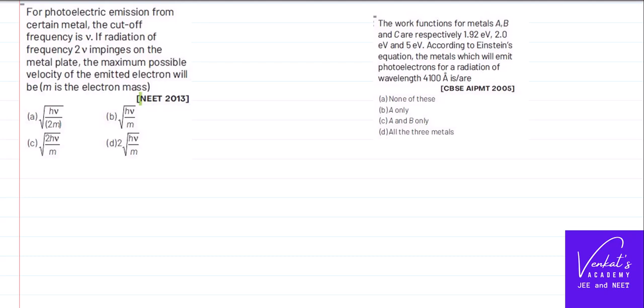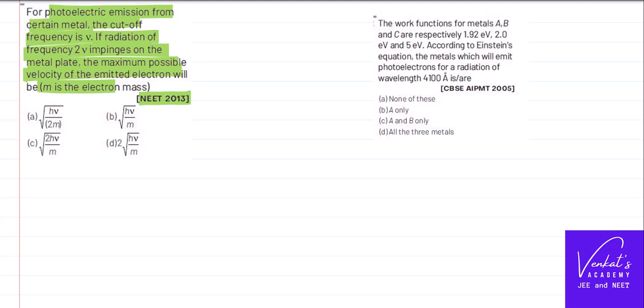This is a NEET 2013 question based on the photoelectric effect. The question says, for photoelectric emission from a certain metal, the cutoff frequency is nu. Cutoff frequency is the minimum frequency of the incident photon so that the photoelectric effect can happen. If radiation of frequency 2 nu falls on the metal plate, what is the maximum possible velocity of the emitted electron? So it's very simple.